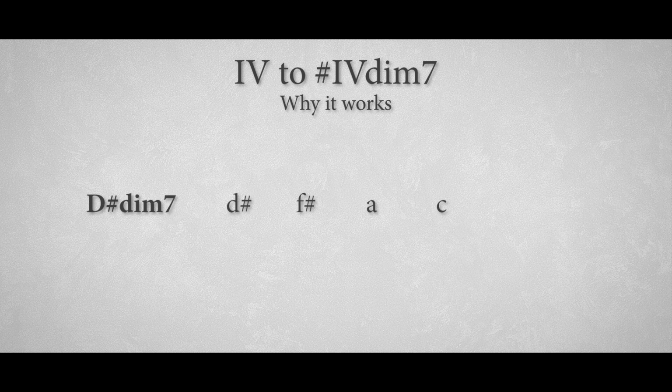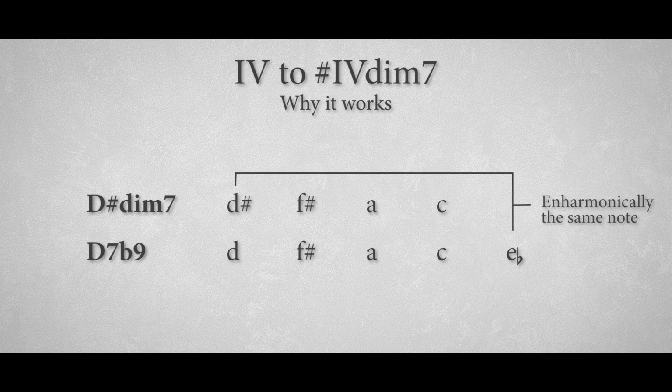Now the other reason is simple. By playing a D sharp diminished 7 chord, we almost play a D7 flat 9 chord. There's not much difference. Now this is also a reason that the substitution of a D7 chord with a D sharp diminished 7 chord works like a charm.